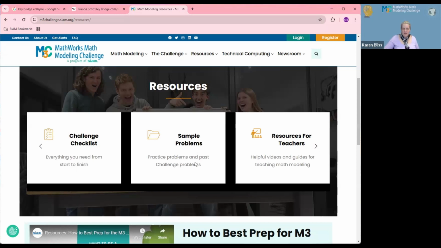We have the sample problems. Today we went through one of the practice problems, but there are also all the old challenge questions. On each one of those, we have the winning solutions from that year. We have the top 6 solutions, and then the technical computing solutions as well. I would also point out that there are 3 sample papers associated too.